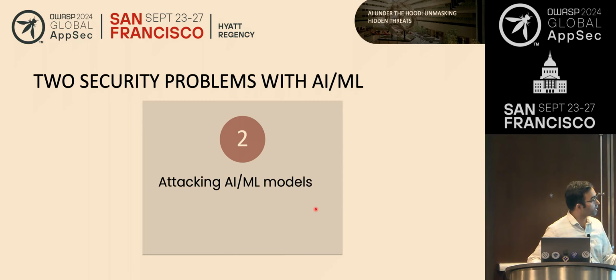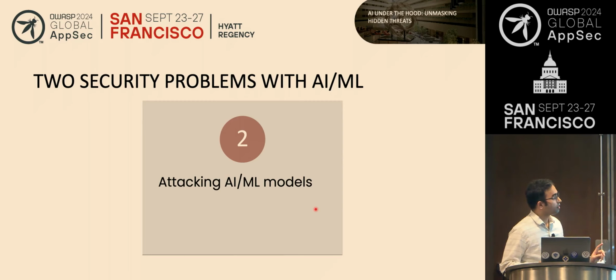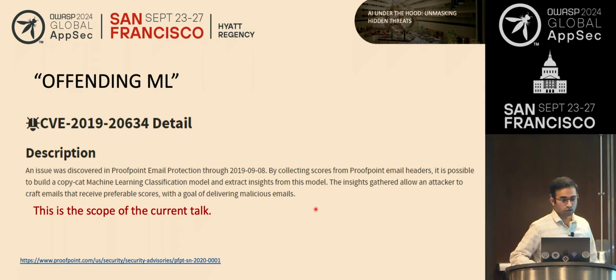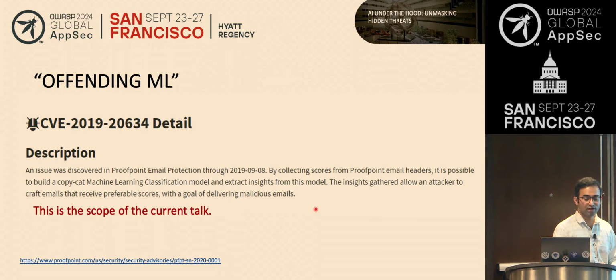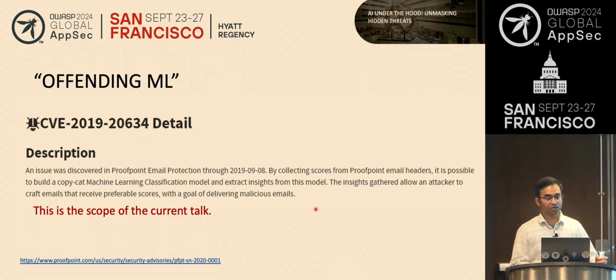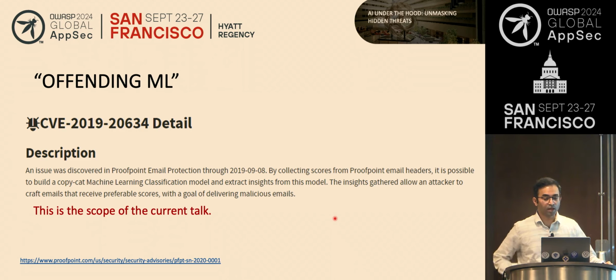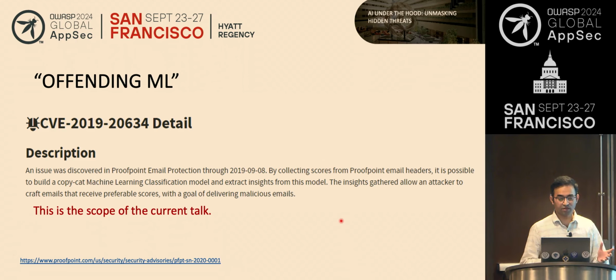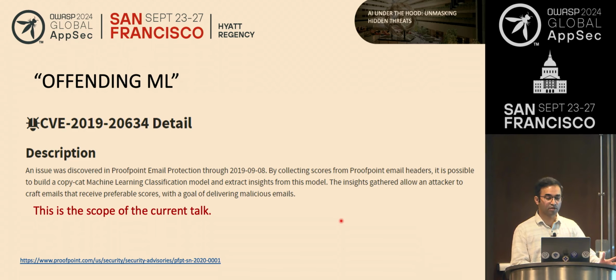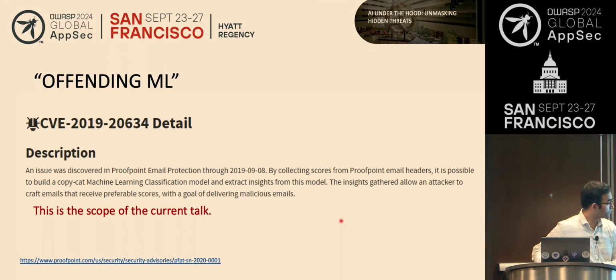And the second one, which I will be focusing on today, would be attacking AI ML models. So in this case, this can be termed as offending ML. The CVE here that you see is one of the first of its kind created for ML applications. And basically, CVE is, as we all know, Common Vulnerabilities and Exposures. It's a list of publicly disclosed cybersecurity vulnerabilities.